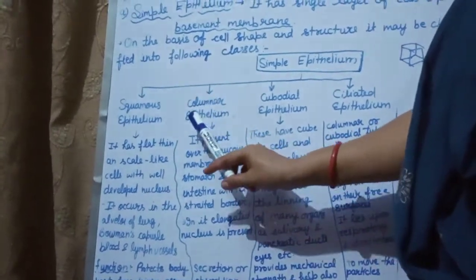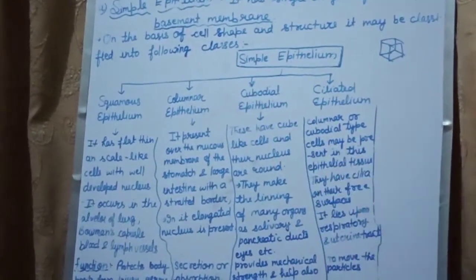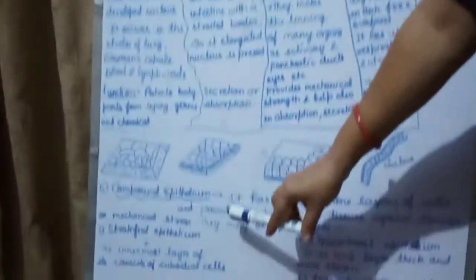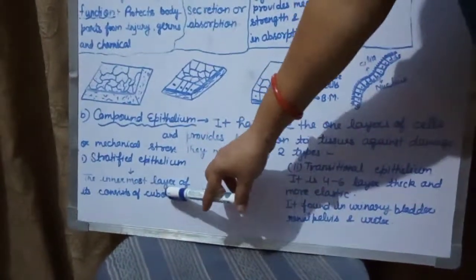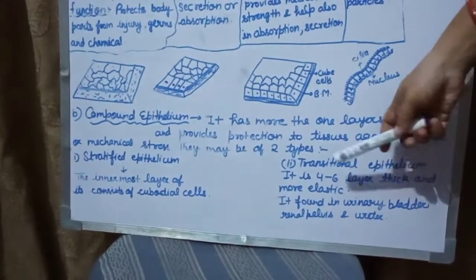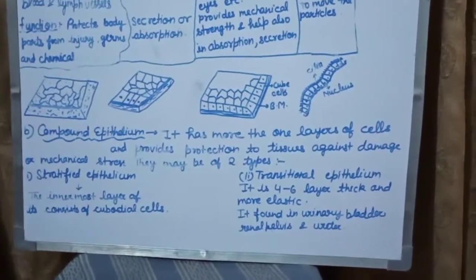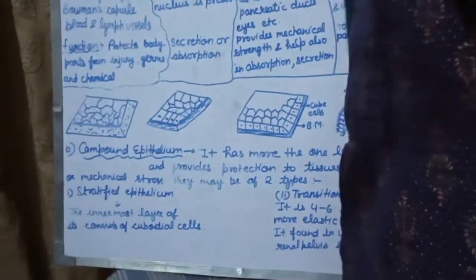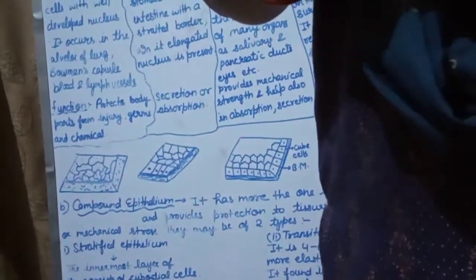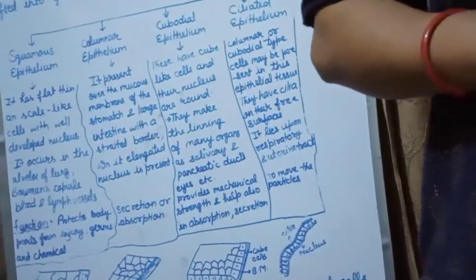The second one is the stratified columnar epithelium, and the third is the stratified cuboidal epithelium, on the basis of cell shapes. The basic structure is that they have the major cuboidal cells. Transitional epithelium has 4 to 6 thick layers of cells, and is more elastic than the stratified epithelium. They are found in the urinary bladder, renal pelvis and the urinary tract. Squamous epithelium is also known as the pavement membrane.